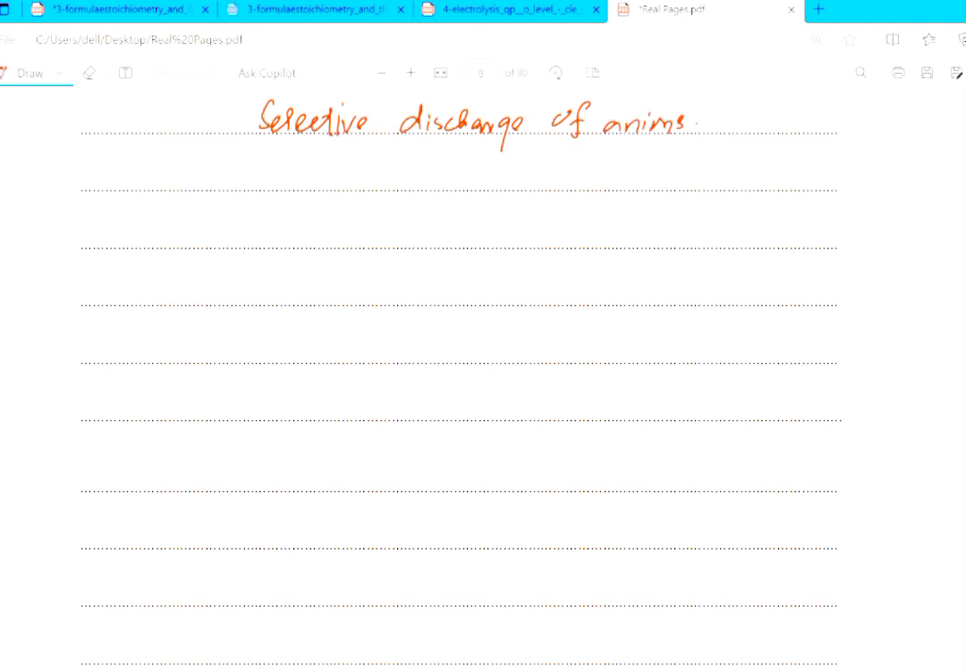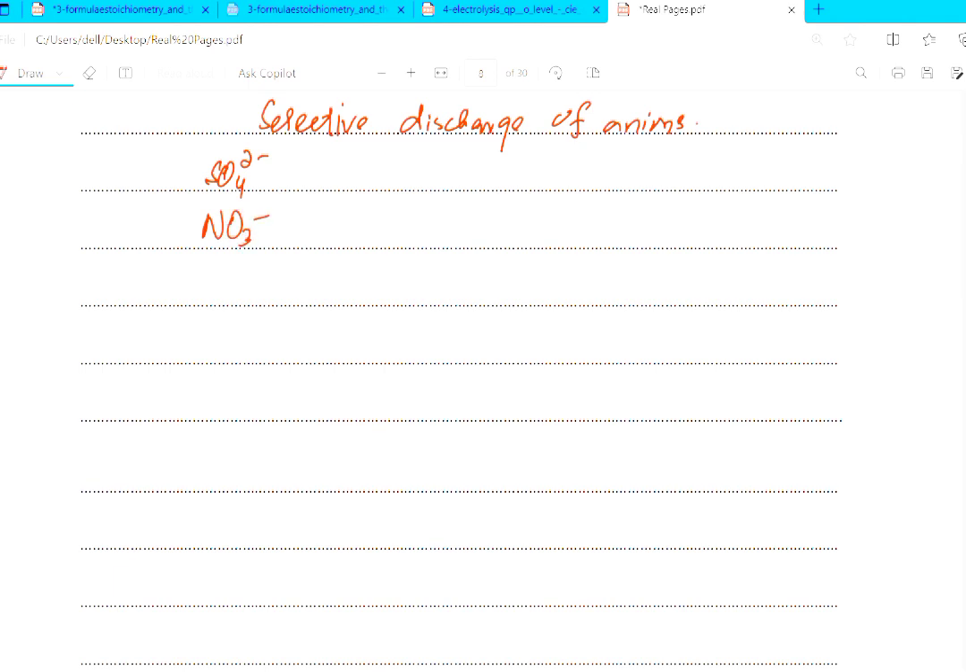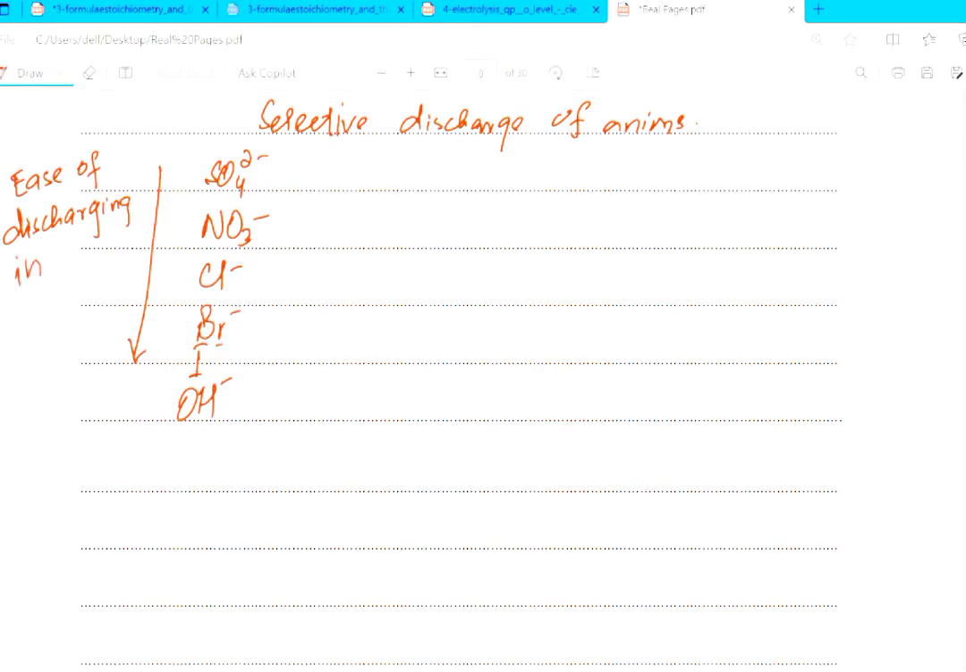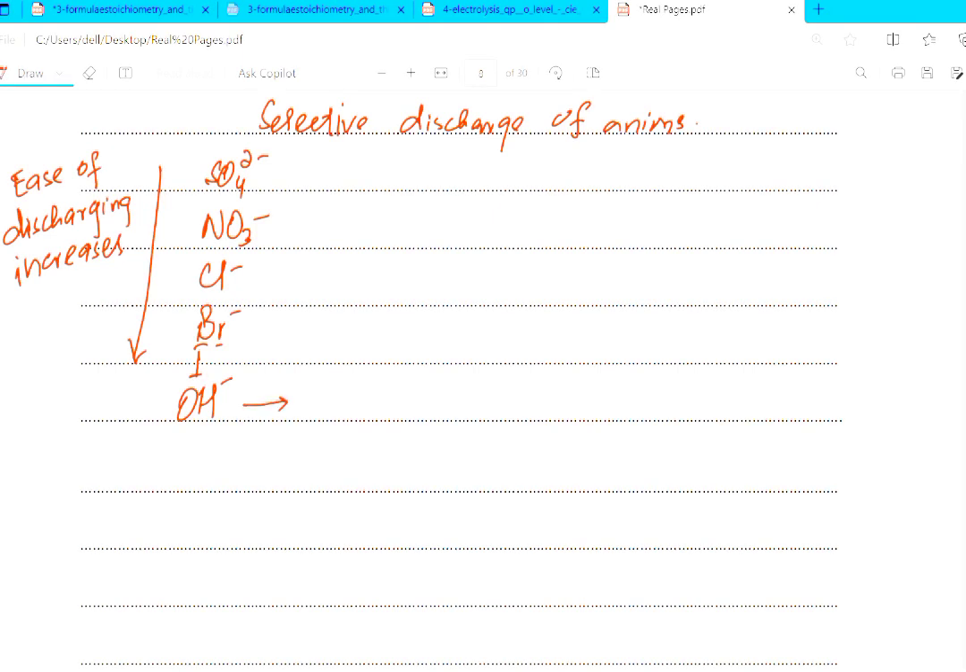I'm writing here some of the anions which are famous: sulfate SO4 2-, nitrate NO3-, then we have chloride, bromide, iodide, and hydroxide. The same happens over here, that ease of discharging increases, meaning lower ones will be discharged first as compared to upper ones. So definitely when we have the aqueous solution, hydroxide will be preferred. In case of aqueous solution there will be hydroxide, so it will be preferred.